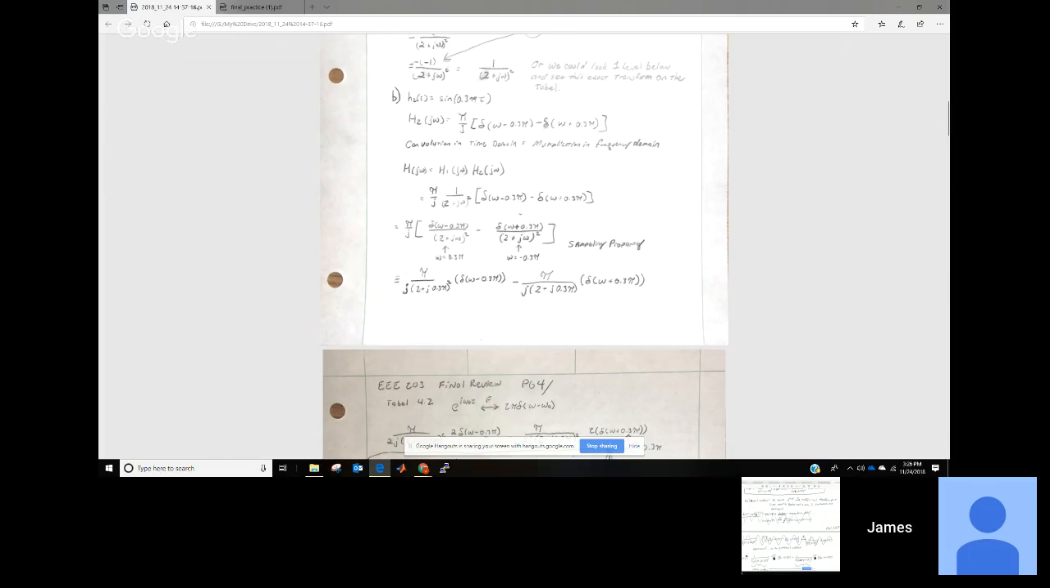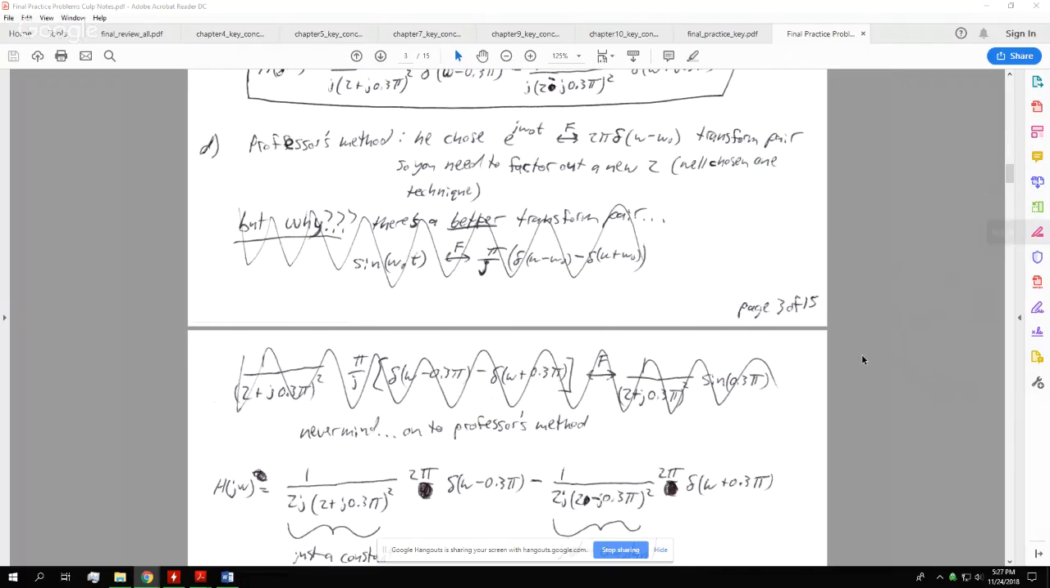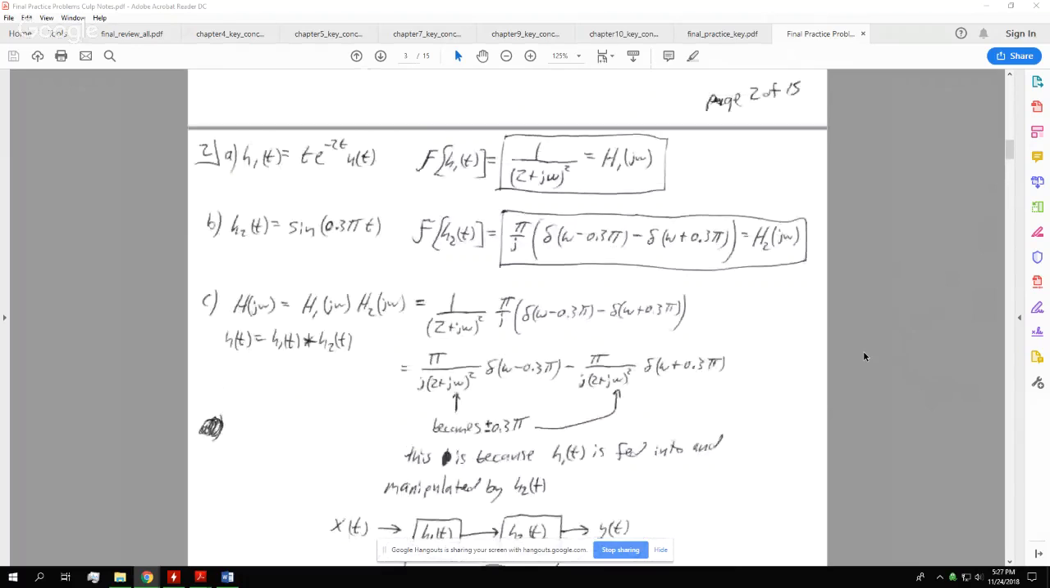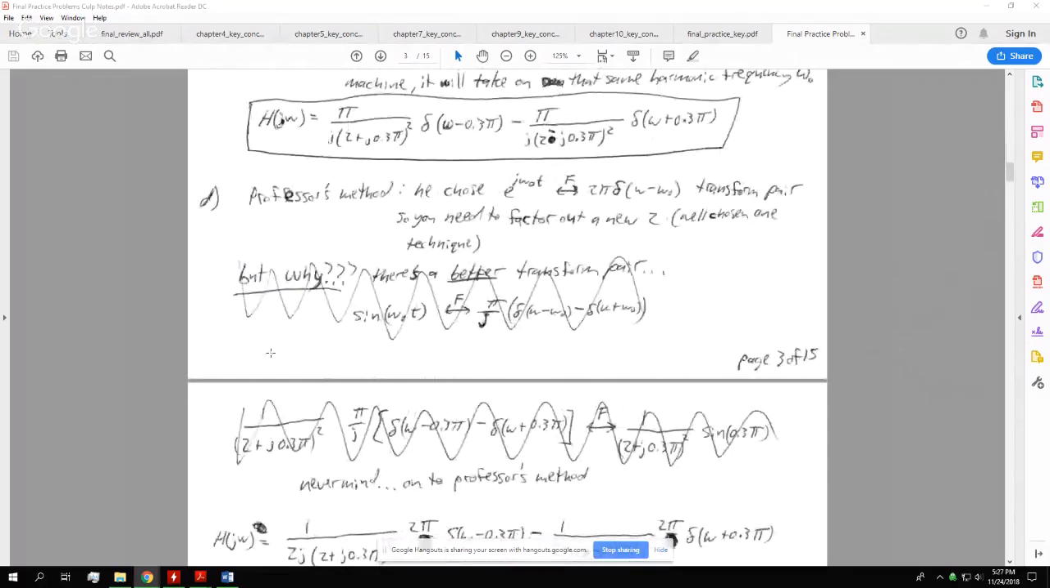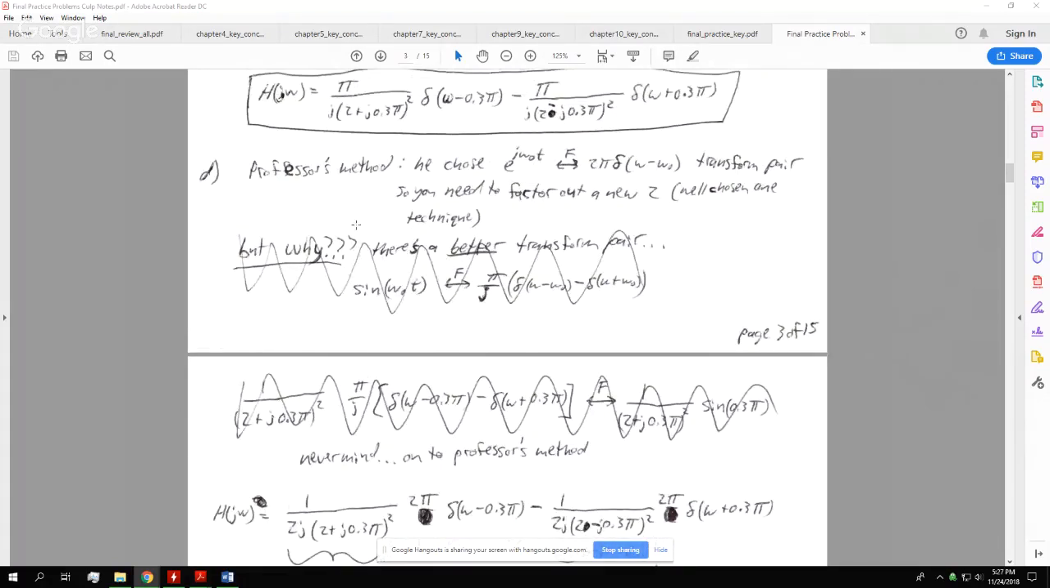Okay, I'm back, and for number 2, I also initially made a mistake on part D as well. I'm not sure if it was the same one that James made here, but I just wanted to point out that you've got to be careful when you're looking at your transform pairs. You want them to be in the exact form that you need them to be. So if you look at my scribbles here, looking at the professor's notes, his product, he chose this transform pair, e to the j omega naught t turns into 2 pi delta of omega minus omega naught.